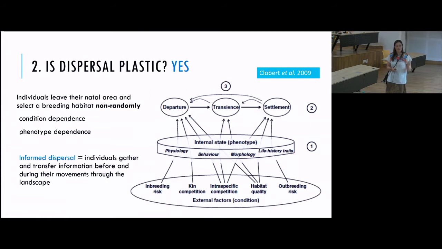Basically, the idea is that there are many external factors that might affect the dispersal decision at each of these stages, like departure, transience, and settlement, such as inbreeding risk, intra-species competition, habitat quality, and outbreeding risk. Those external factors affect the internal state of each individual, and those decisions also depend on the physiology, the behavior, the morphology, or the life history traits of those individuals. What happens during transience and settlement might also feed back onto the departure decisions of other individuals. So this idea of informed dispersal is that individuals gather and transfer information before and during their movement through the landscape.